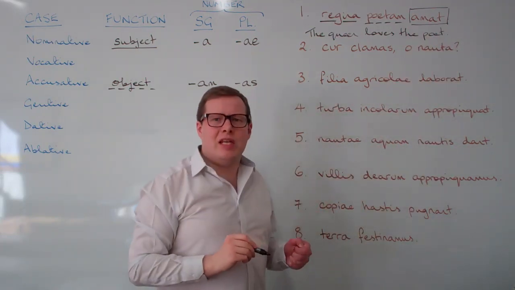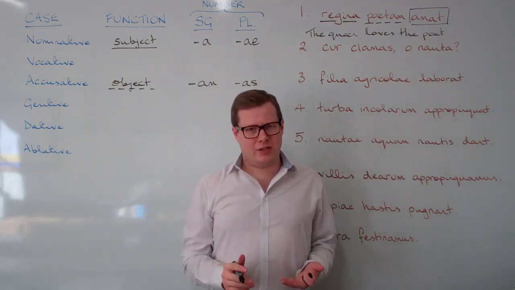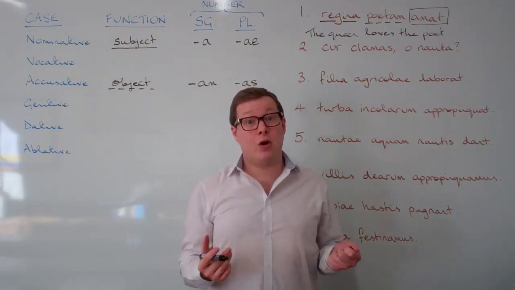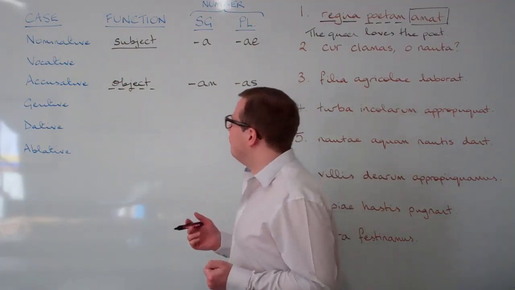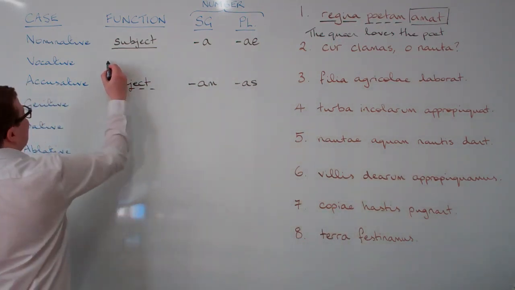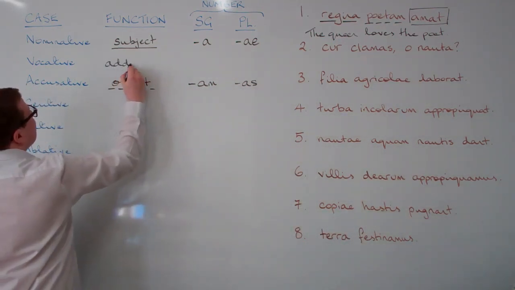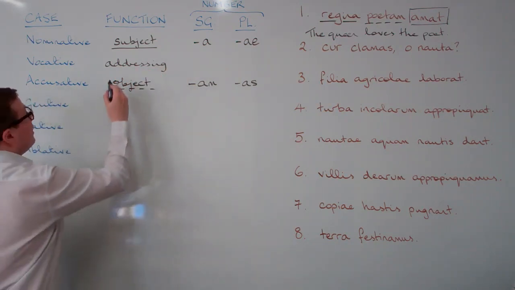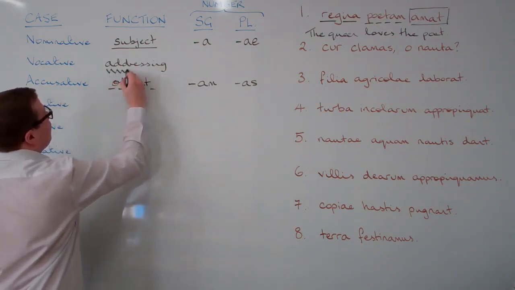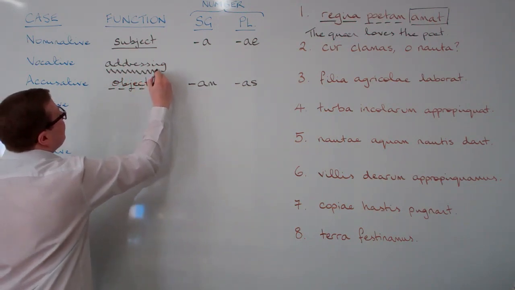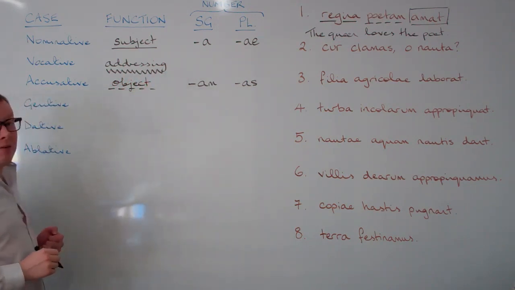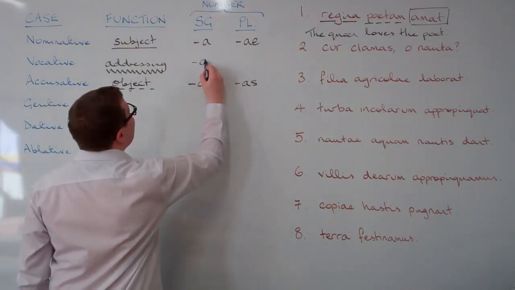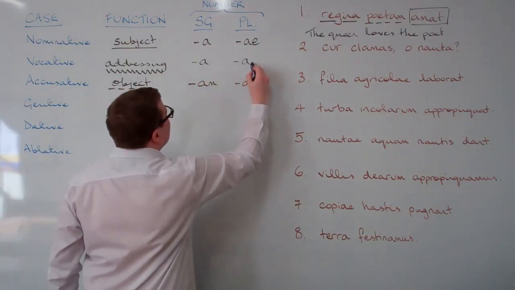The next case we need to look at is the vocative case. The word vocative comes from the Latin voco, meaning I call. And the use of the vocative is for addressing people, for speaking to somebody. It gets analysed using a jagged line like this. And its endings are nice and easy to remember. They're exactly the same as the nominative, A and AE.